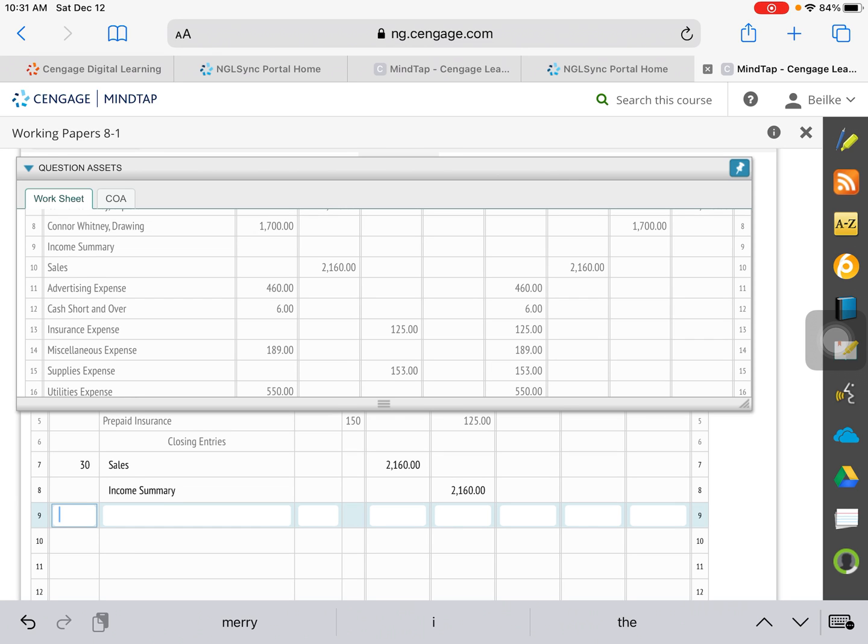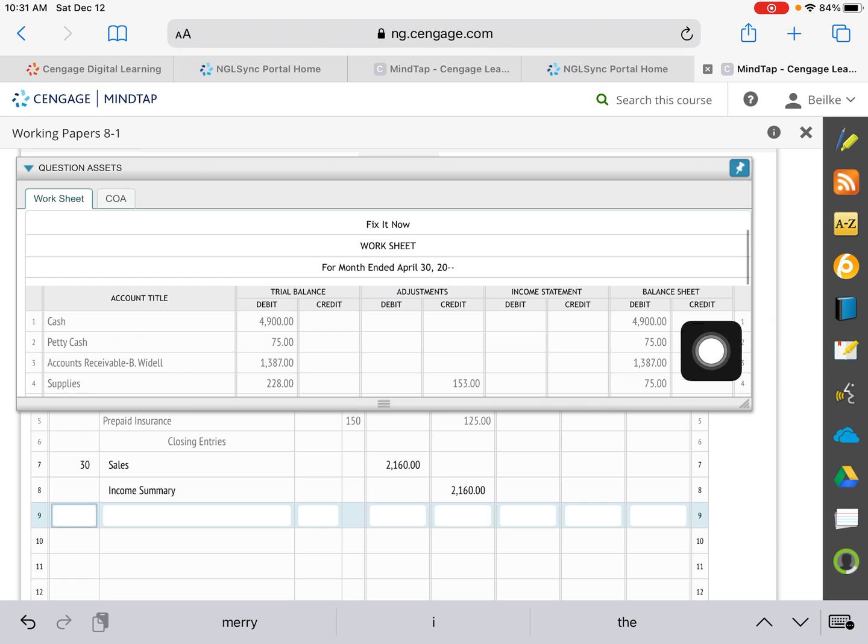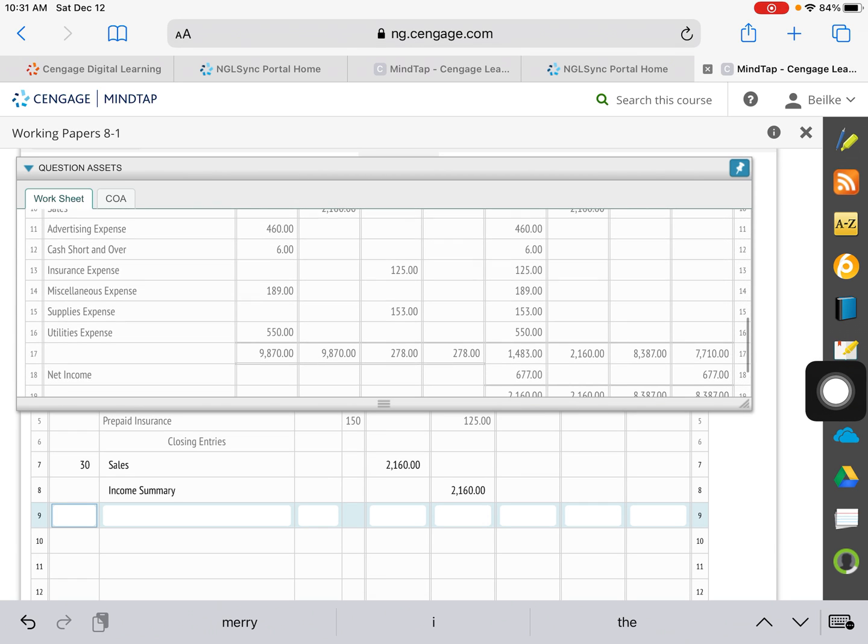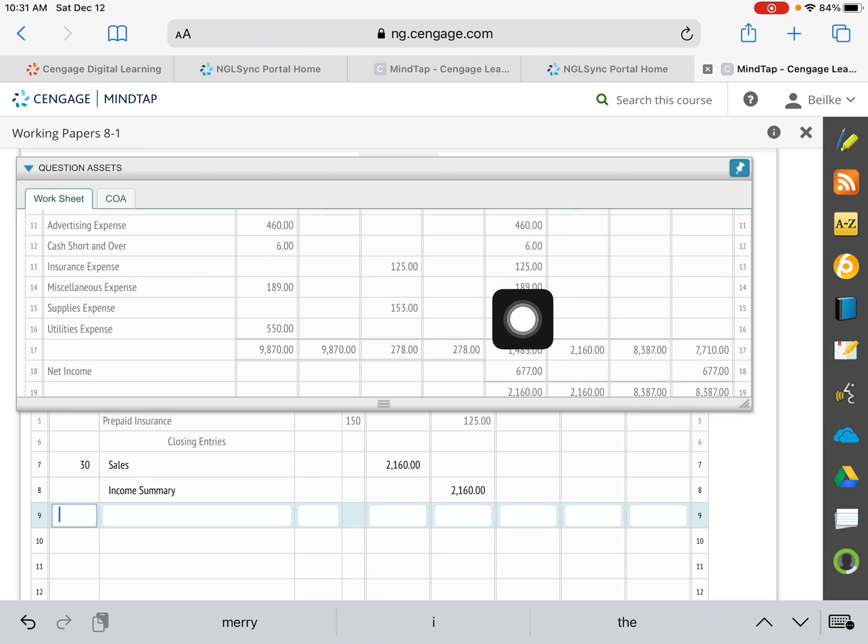Our second one is an entry to close income statement accounts with debit balances. Again, we go up to our worksheet. Here's our income statement. We're going to scroll down and you will see that we have all of these with debit balances. To create zero balances in all of them, they all have to be credited.